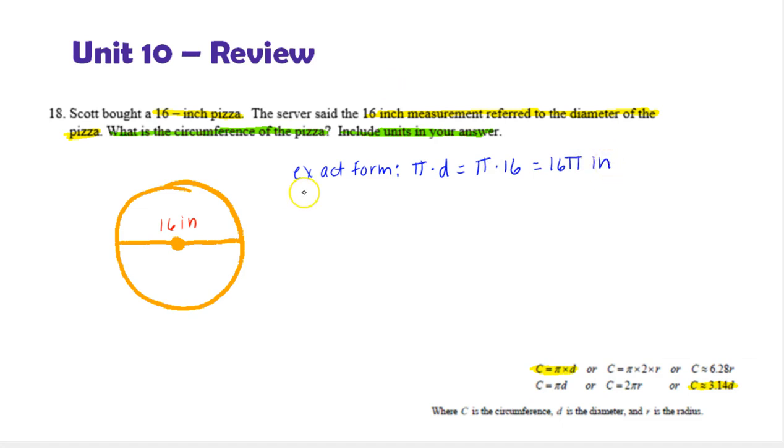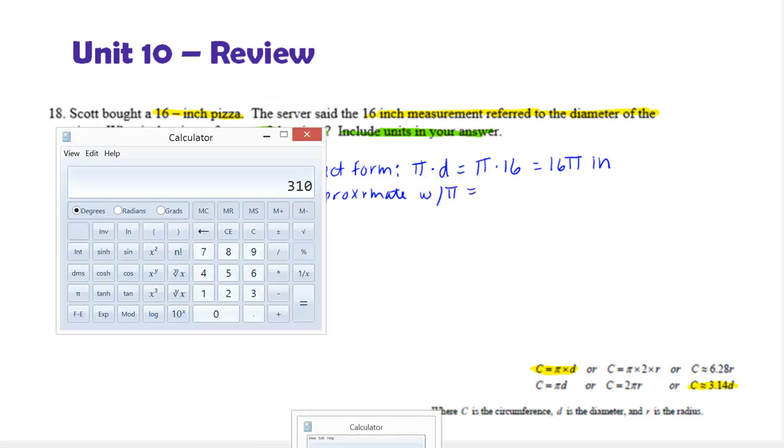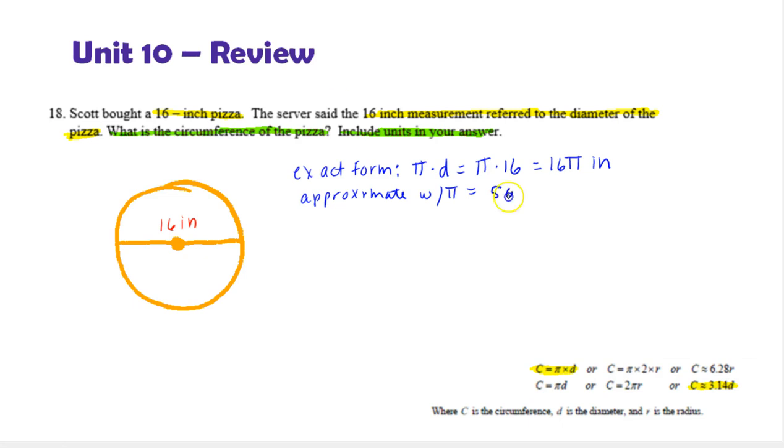Now if we wanted to approximate using pi, we could go to the calculator and multiply 16 times pi. Here's the pi button. And notice this is actually an approximation for pi, but it's, I don't know, 25 decimal places. And if we round to 2, we get 50.27 inches. So that would be the distance around the pizza.